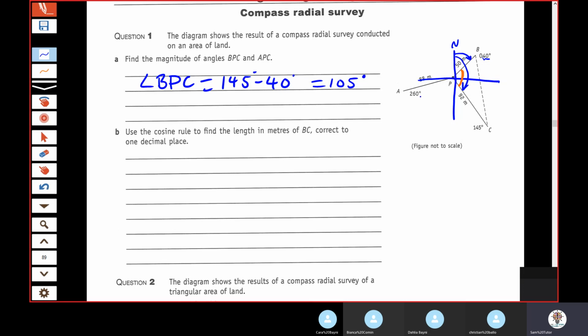Let me try to do it for myself because I don't know what's happening. How are you going to do it by yourself if you don't know what you're doing? Next one. Angle APC. How would you work out this angle in here? Angle APC.